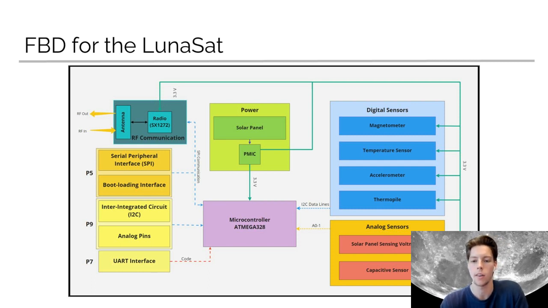And then we have the different data lines for the digital. We have the I2C data lines, which will send the data to the microcontroller. And then we also have the data lines for the analog sensors. And then everything on the left here, there's the different SPI communication, but then also code. So this shows how the microcontroller will communicate with the RF systems and the external communications systems as well.